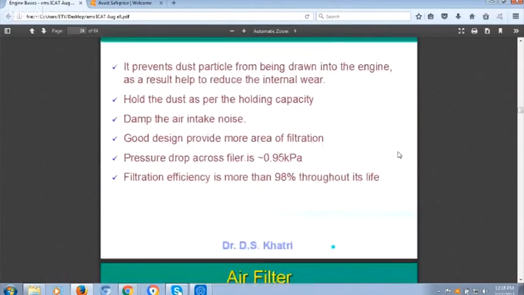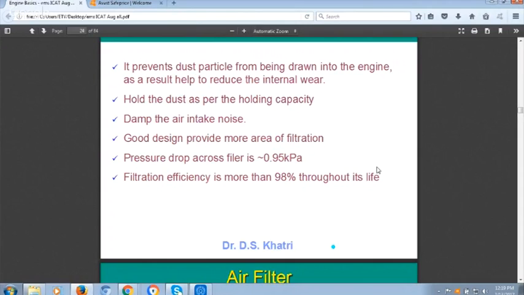Another function of this, as I have discussed, is dust holding capacity: how much dust it can hold before the terminating pressure drop. Another important aspect is that it also dampens the air noise, because every car or motorcycle has to meet the bypass noise regulation also. The noise of a vehicle or a car should not be more than 72 dB. If it is making more noise, it is not passing the regulation, so you have to meet the noise regulation. Along with the air cleaner, many cars also use a resonator. The purpose of the resonator is to dampen high frequency and low frequency noise, so it is designed for that.